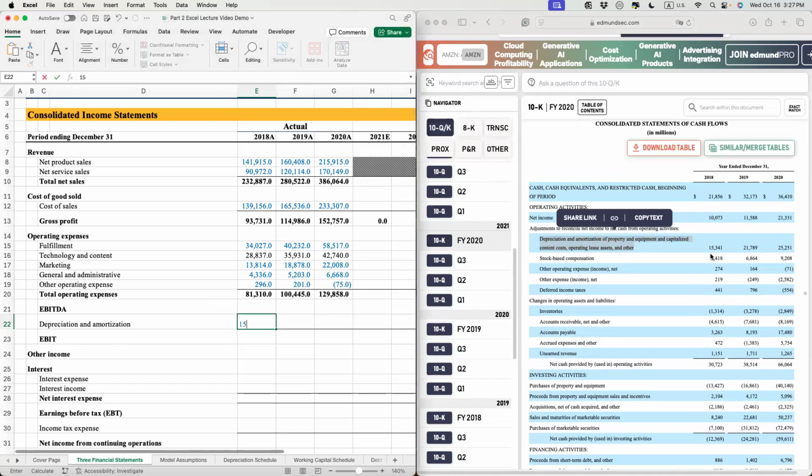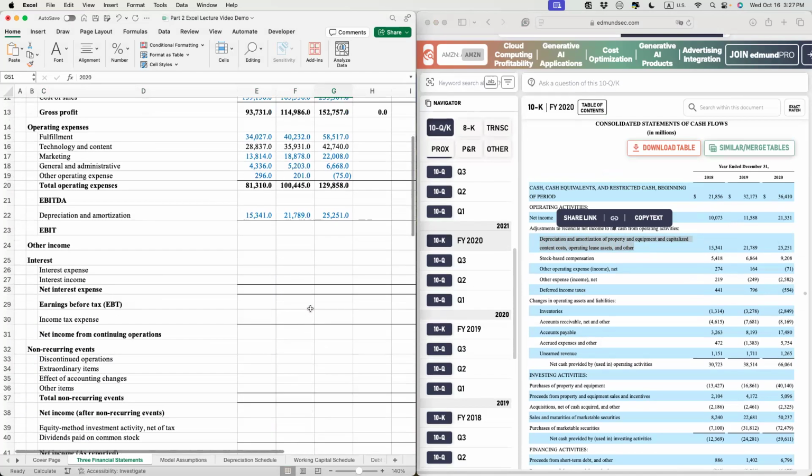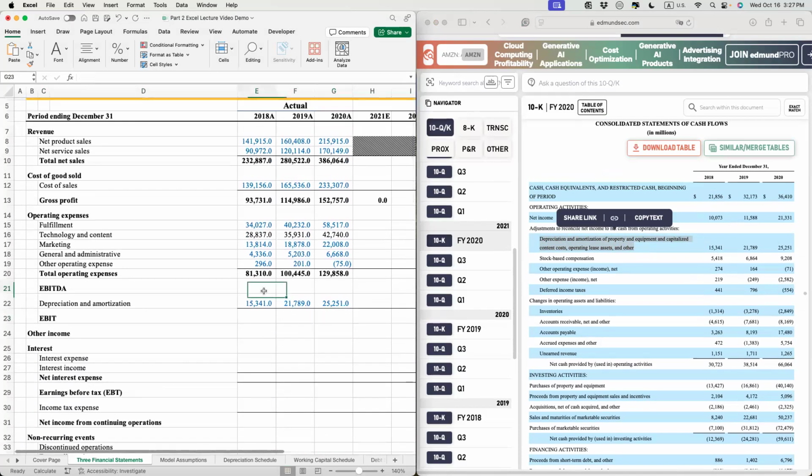So we have 15,341 for 2018. And then, if we want to calculate EBITDA, we might use gross profit and subtract the operating expenses. But that's going to give you a wrong EBITDA.